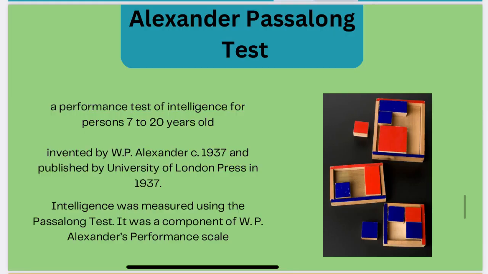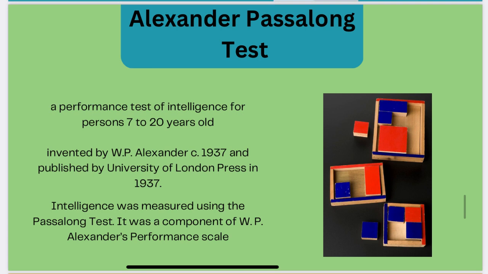Now we move to the last test, which is the Pass Along test, which functions as a performance test of intelligence for persons who are 7 to 20 years old. It was invented by W.P. Alexander in 1937 and was published by the University of London in the same year. The intelligence was measured using the Pass Along test stated by Alexander.